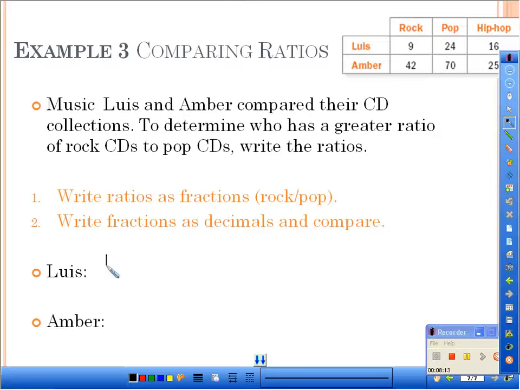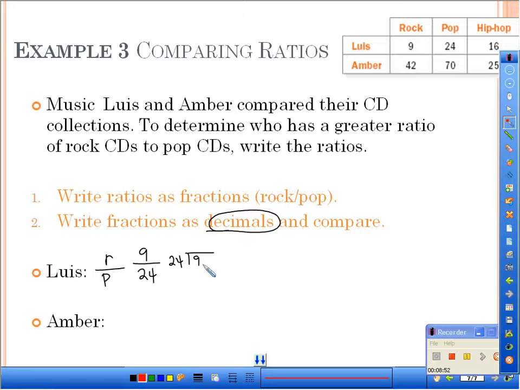First, let's start with Luis. Remember, we're comparing his rock CDs compared to his pop CDs. Luis has 9 rock CDs, and he has 24 pop CDs. Of course, you want to reduce or simplify your fraction. Also, since we're comparing, decimals would be the best form of the number to use to compare them. So let's go ahead and convert this fraction or this ratio to a decimal. So we'll do 9 divided by 24.